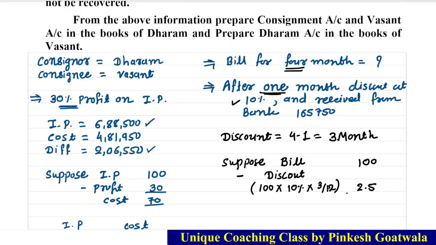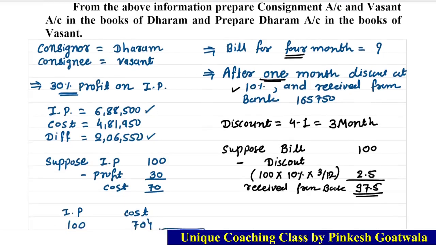If we deduct discount, so how much amount we received? So we received 97.5. This is the received from bank. Okay, bank માંથી આપણે કેટલા receive થશે? 97.5 received from bank. Clear? Okay, bank માંથી આપણે કેટલા receive થશે? 97.5 we received from bank.